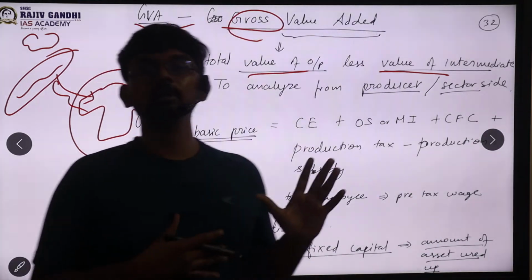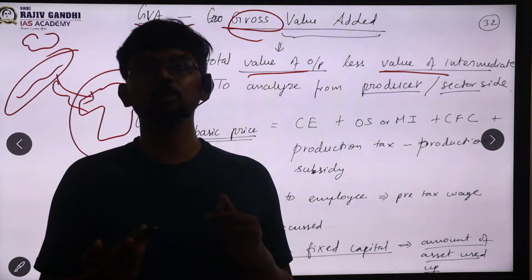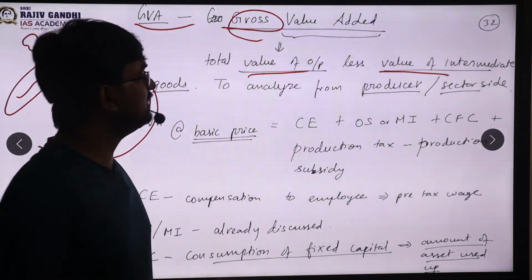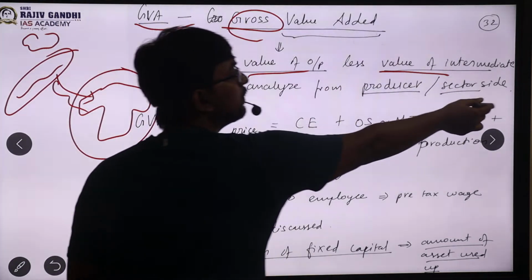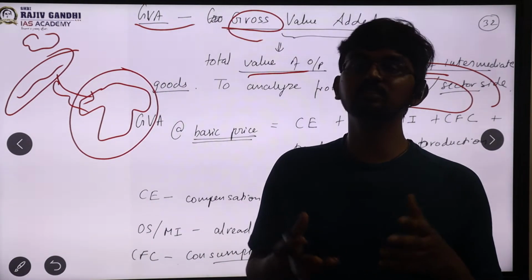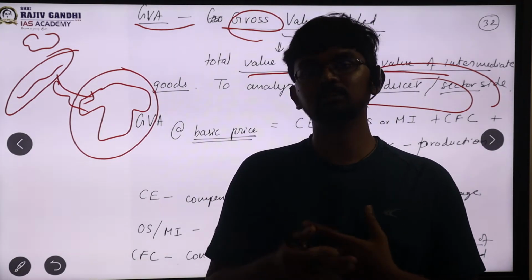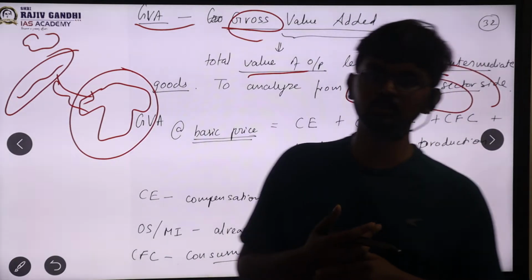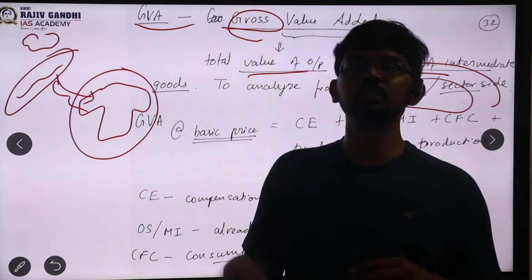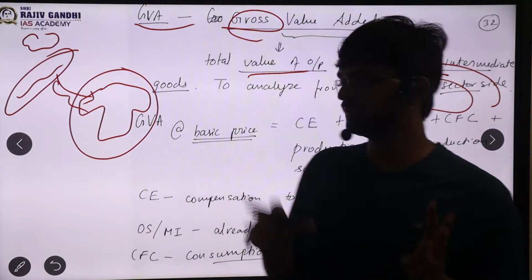This can be used as a proxy to national income and GDP to measure how much output is produced. But this essentially is to analyze the output from the producer side, because your focus is more on value added. Generally GVA will be calculated at the sector level, like agriculture, primary sector, secondary sector, tertiary sector. So it is more oriented towards the producer side of things.